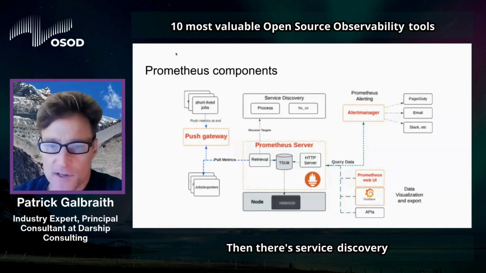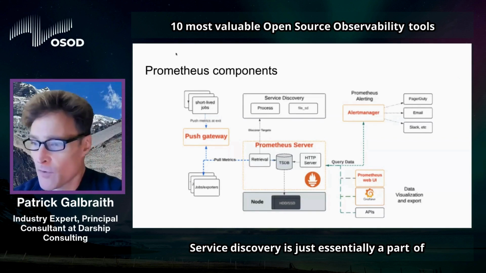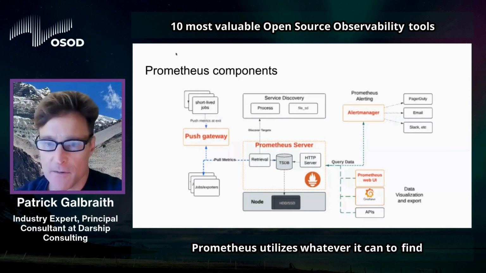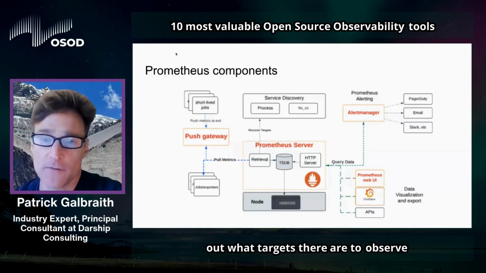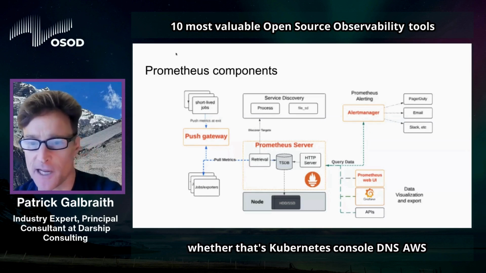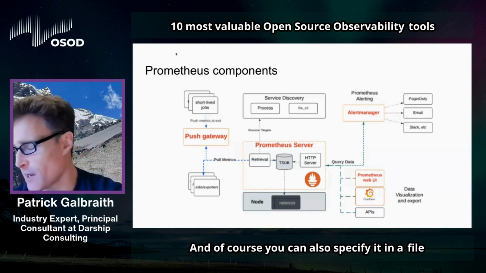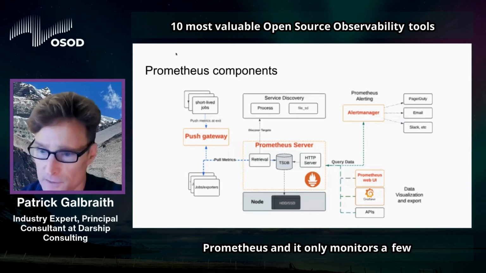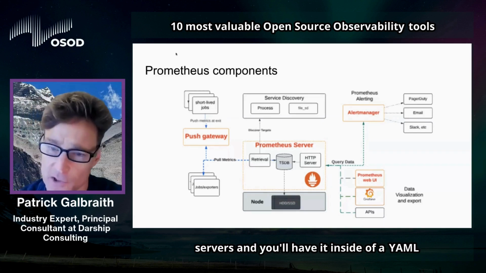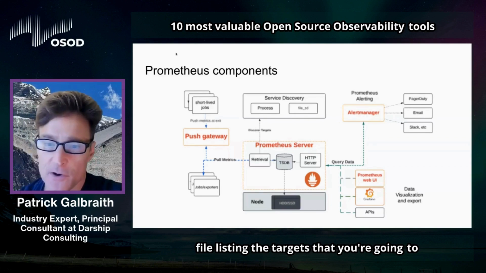Then there's service discovery. Service discovery is essentially a part of Prometheus that utilizes whatever it can to find out what targets there are to observe, whether that's Kubernetes, Consul, DNS, AWS, or other cloud platforms. And of course, you can also specify it in a file. Sometimes you have a very small setup for Prometheus, and it only monitors a few servers, and you'll have it inside of a YAML file listing the targets that you're going to monitor.